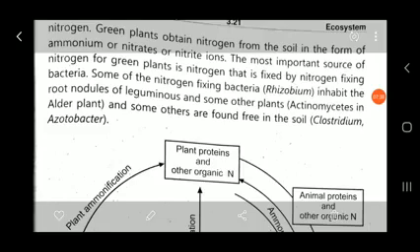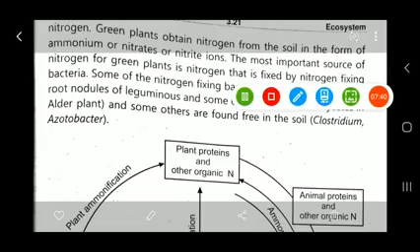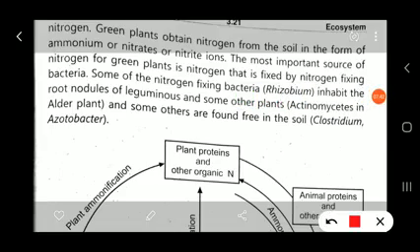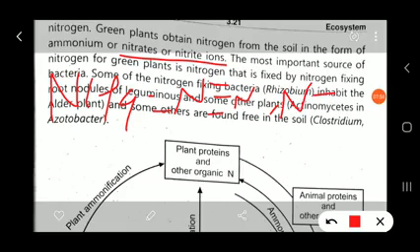Green plants obtain nitrogen from the soil in the form of ammonia, nitrates or nitrites ions. Ammonia means NH4. Nitrates and nitrites have different bond structures. These are the three forms, NH4 being the easily observable form, then the nitrite form and the nitrate form. These three forms are used by the plant for nitrogen fixing.